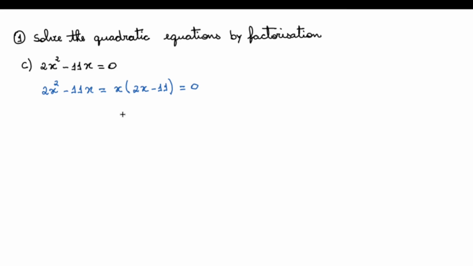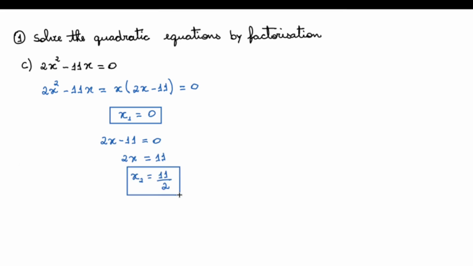Applying again the null factor law, x1 equals 0. We already have our first solution, or 2x minus 11 equals 0. Solving the linear equation, 2x equals 11, and x2 equals 11 over 2. So this one is the second solution for the equation 2x² minus 11x equals 0.